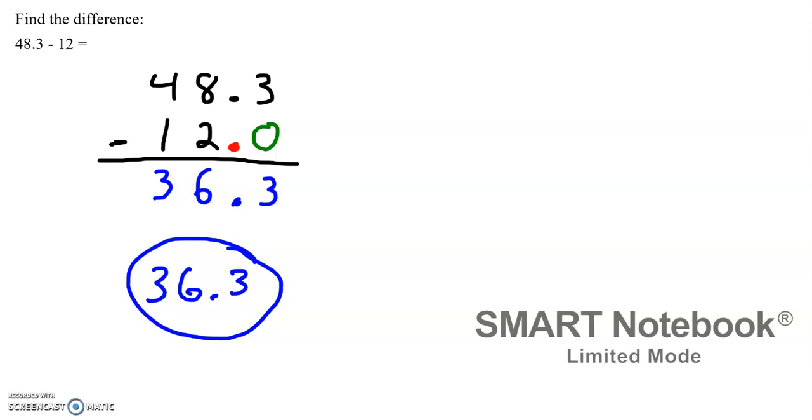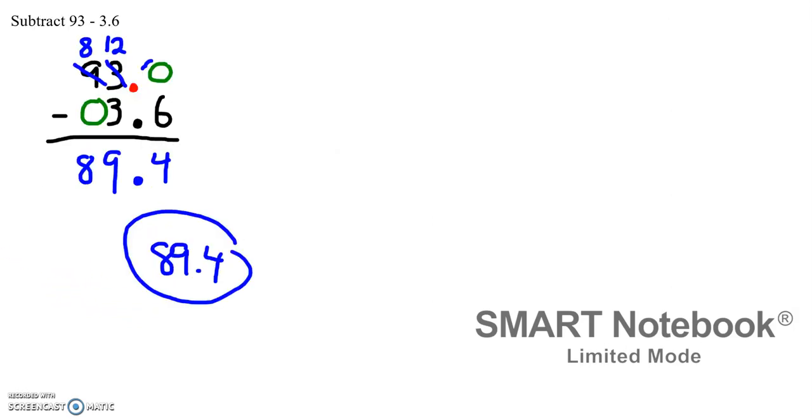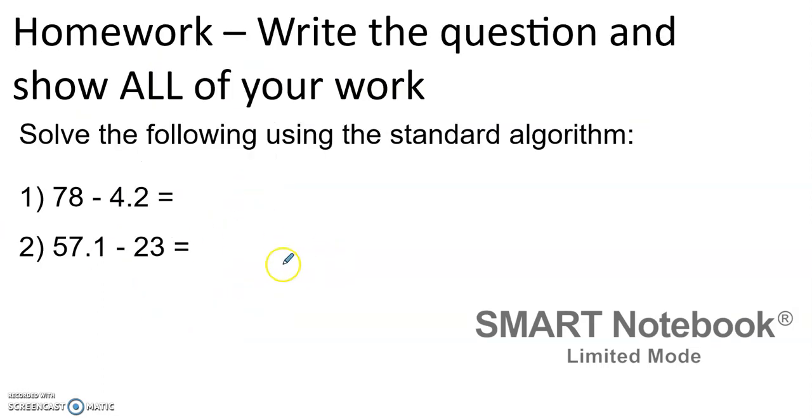Now that we've done some on our own, I want you to try some. Here are two problems: 78 minus 4 and 2/10, and 57 and 1/10 minus 23. Remember, you can go back to any of the 3 questions that we've gone through, but make sure you write the question down and show all of your work with your final answer. Review the video as many times as you need to.